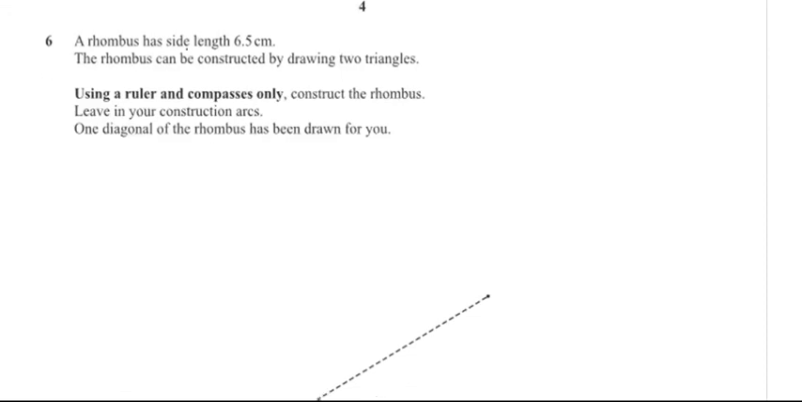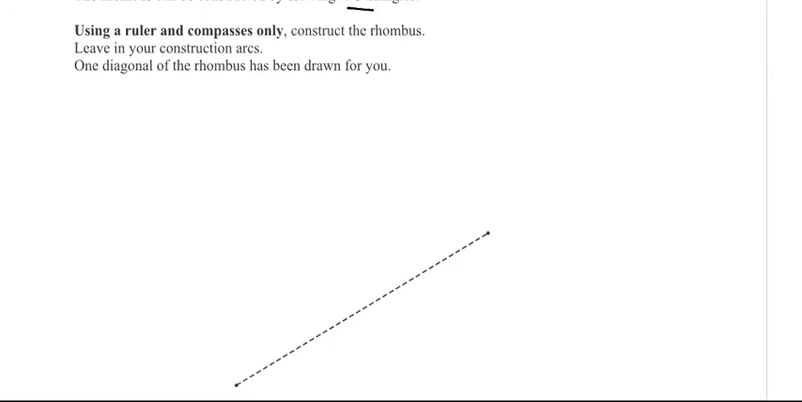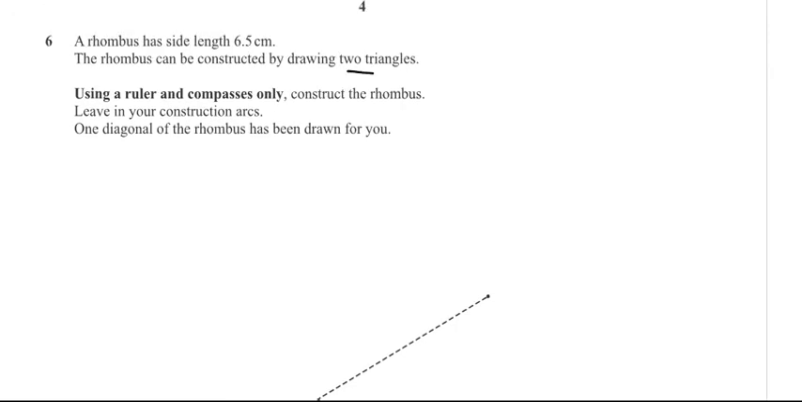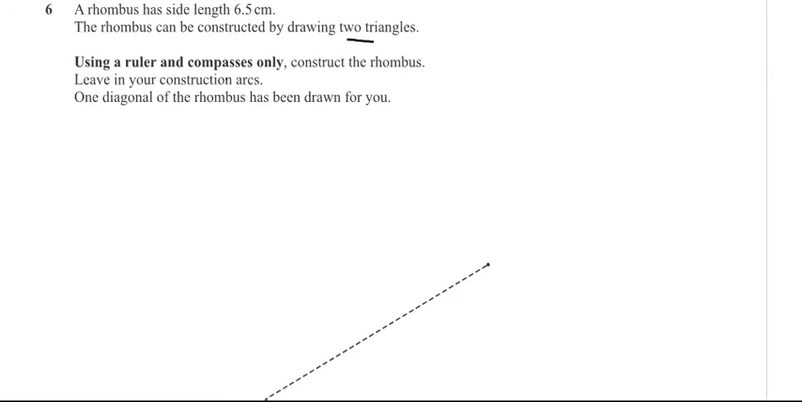Question number 6. A rhombus has a side length of 6.5 centimetres. The rhombus can be constructed by drawing two triangles. Using a ruler and compass only, construct the rhombus. We have to construct the rhombus using a compass and a ruler only.